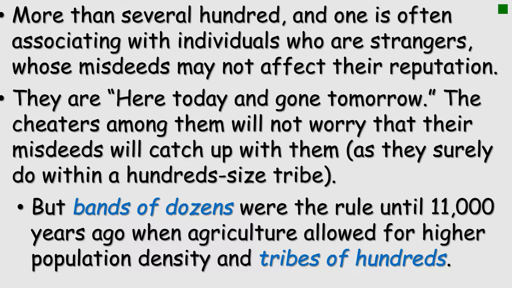The cheaters among them will not worry that their misdeeds will catch up with them, as they surely do within a hundred-sized village. Yet bands of dozens were the rule until agriculture came along, allowing for higher population density and those villages of hundreds.